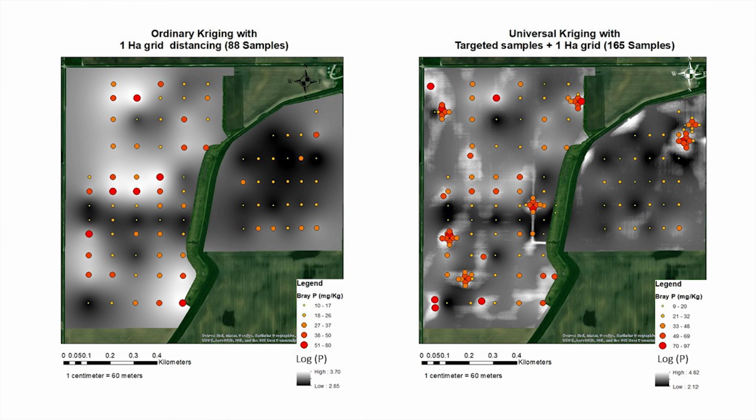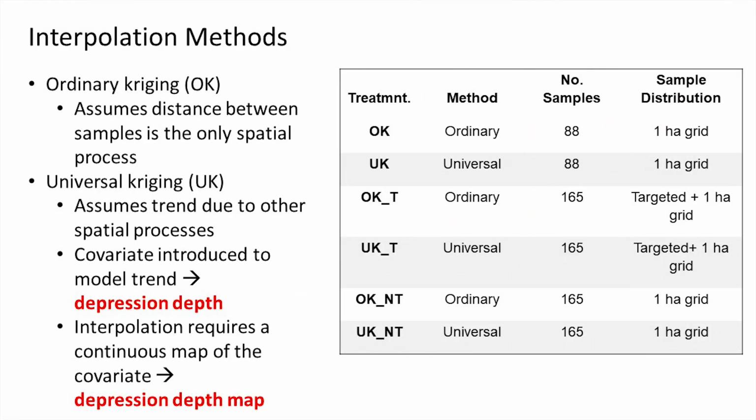When you see a T on the end, that's indicating that we're also using these targeted samples in training our model. And then the NT would be the sample set using that intense grid, but without targeted samples. Okay, but like I said, what I really want to focus on is the two extremes, which would be the ordinary kriging compared to the universal kriging, which again is informed by that information about depth and also uses the targeted samples to train the model.